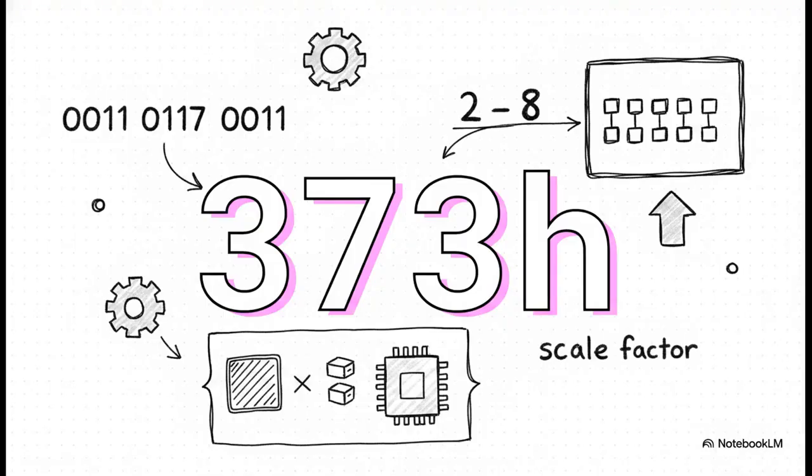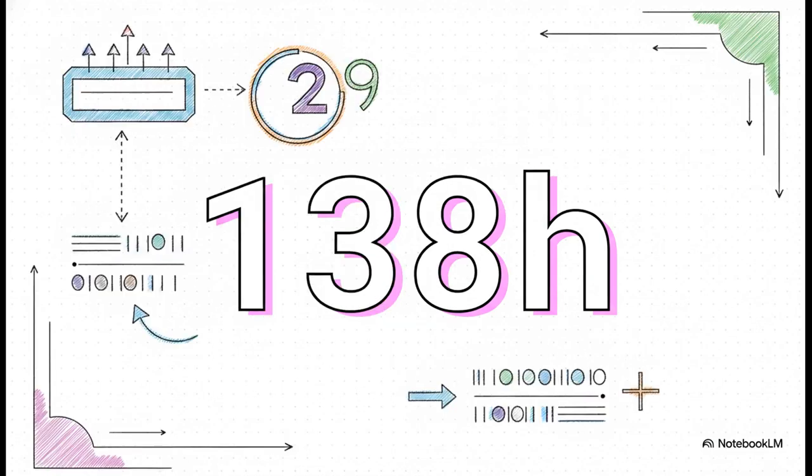Let's look at a real-world example from the source material to clear this up. Say after our first filter multiplication, we end up with this raw hexadecimal value, 373H. Now, we as the programmers know this carries a scale factor of 2 to the power of 8. Now let's say our second multiplication resulted in a completely different value, and this one has a scale factor of 2 to the power of 9.